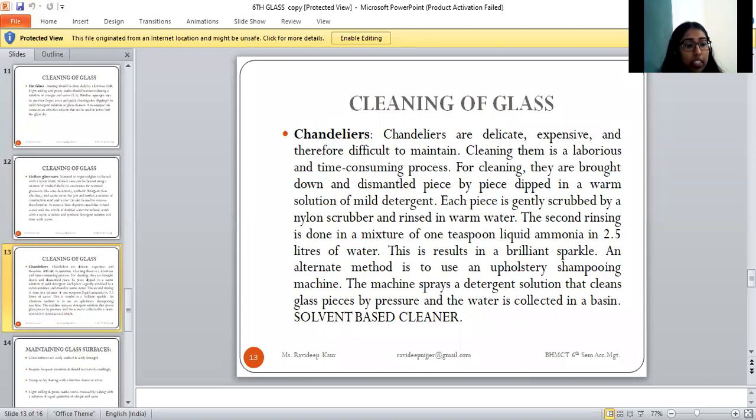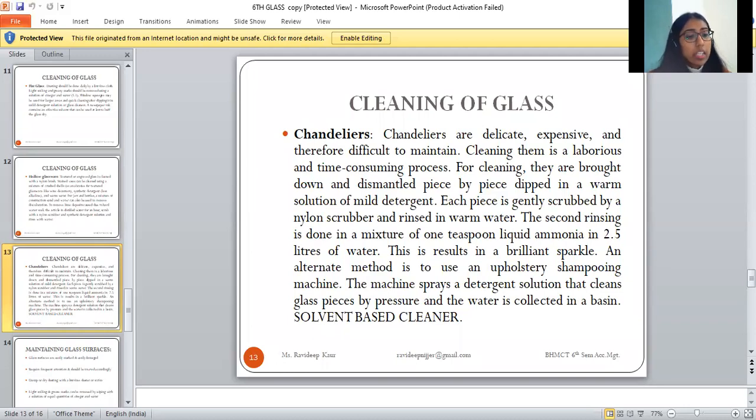Then a second rinsing is done in a mixture of 1 teaspoon liquid ammonia in 2.5 liters of water. So once it gets scrubbed and rinsed in the warm water, the second time you rinse it with this mixture, the ammonia mixed with water.